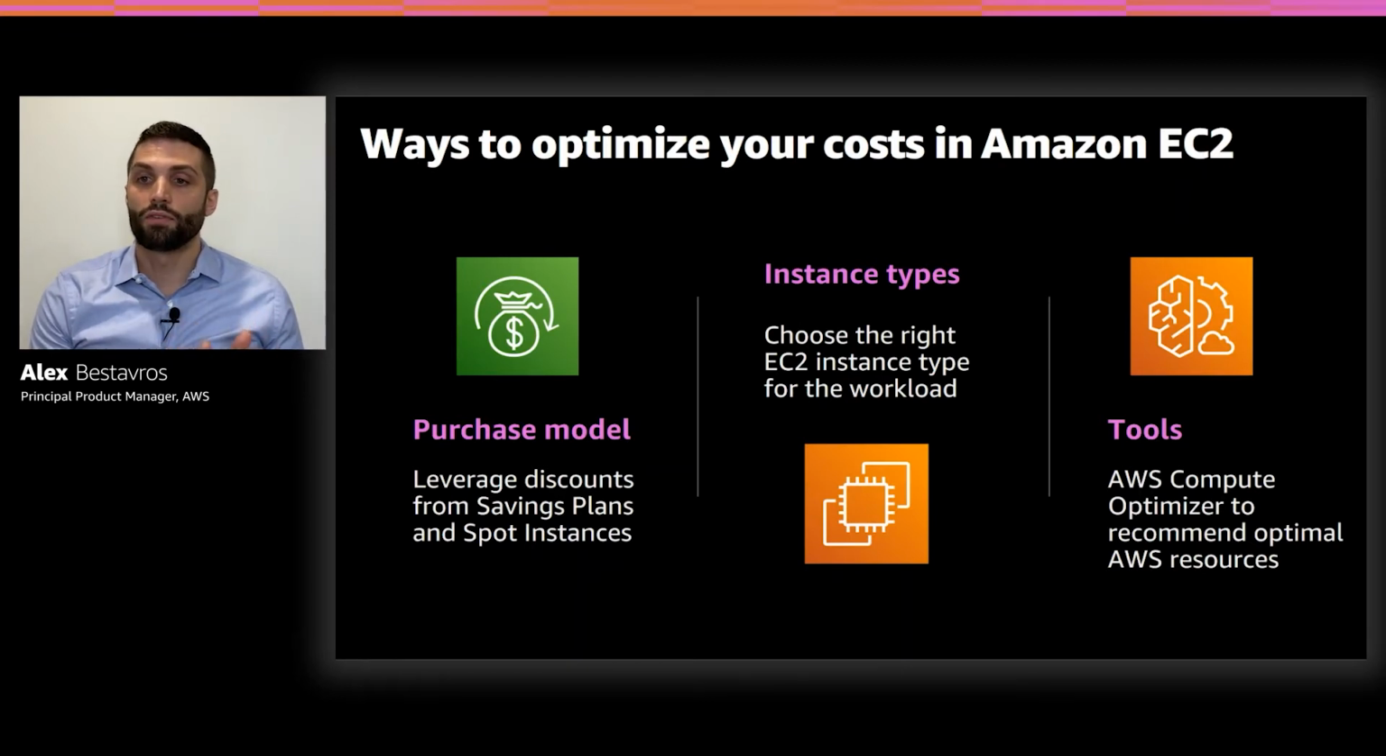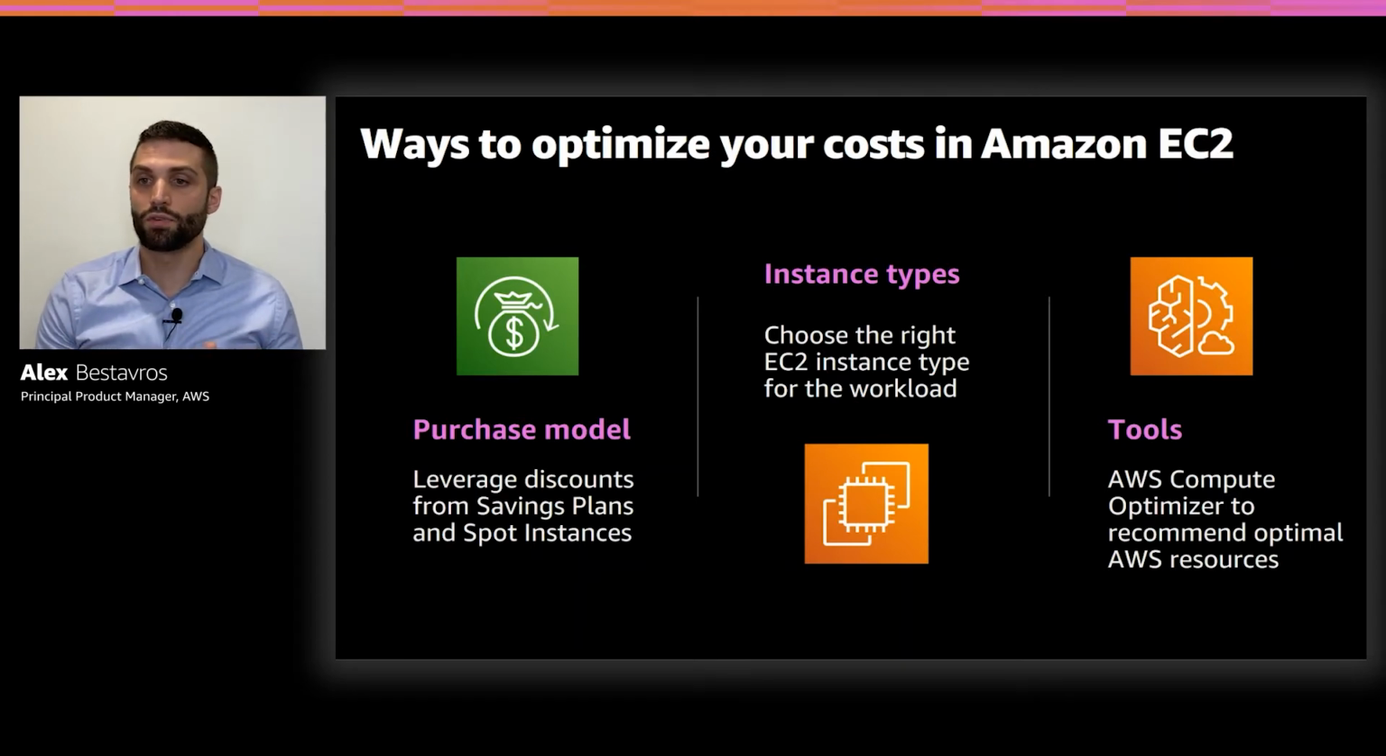Then we also offer the spot instances. Spot instances allow you to use unused EC2 capacity in the AWS cloud for up to 90% off the on-demand price. This is a really exciting opportunity, especially if you're very flexible. So this has been one of the very meaty ways we see customers save money and optimize their costs in EC2.